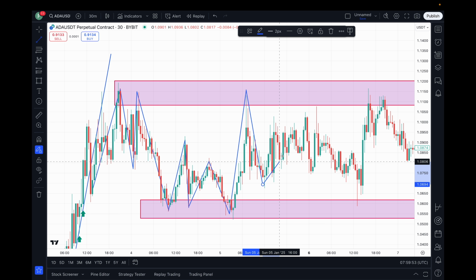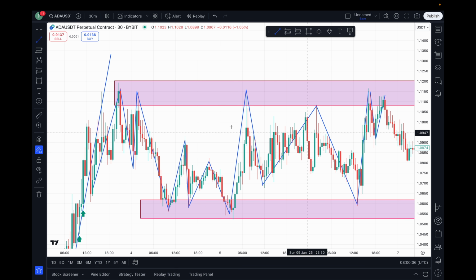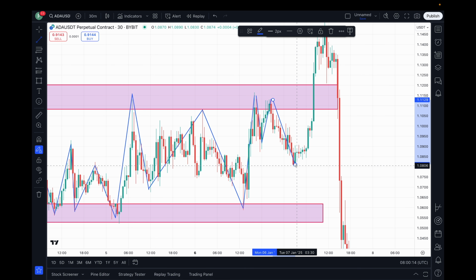So let me just skip to the end. So you can see it got again to this point. And then it keeps on going to those areas, and it keeps on rejecting and going back and forth. So let me just finish it right here. And then it comes right here and we have a breakout right here.